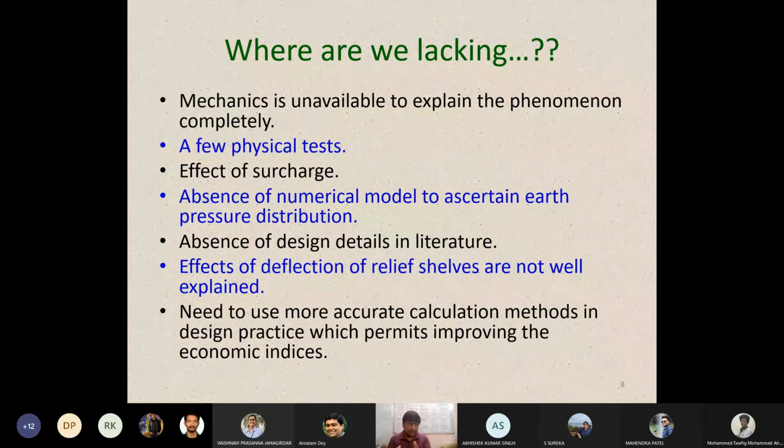Fortunately, I am the one who has started this kind of numerical modeling with this kind of wall. There was also an absence of design details, as I mentioned in the very beginning. Throughout these studies, everybody was talking about earth pressure distribution, but nobody was talking about the serviceability criterion. The serviceability criterion is closely related to the backfill surface settlement as well as the deflection of the relief shelf. That was not explained earlier, so I have also included it in my study.